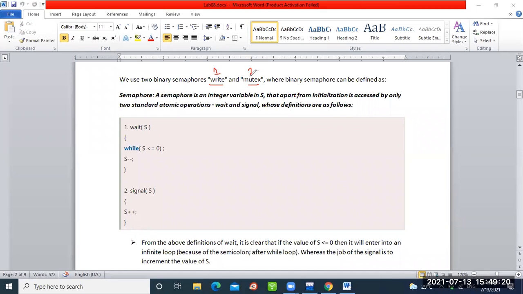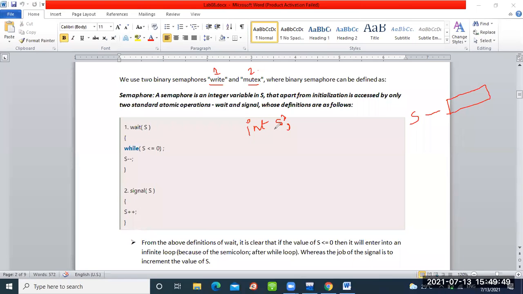Binary semaphores. First of all, let me explain what a semaphore is once again. A semaphore is nothing but an integer variable. Suppose I define it like int s. Now I can say this s is a semaphore. It is nothing but an integer variable, so an integer value will be stored in s.